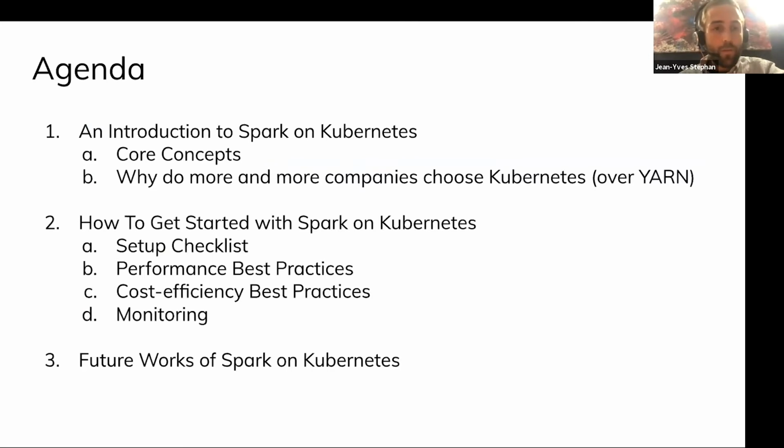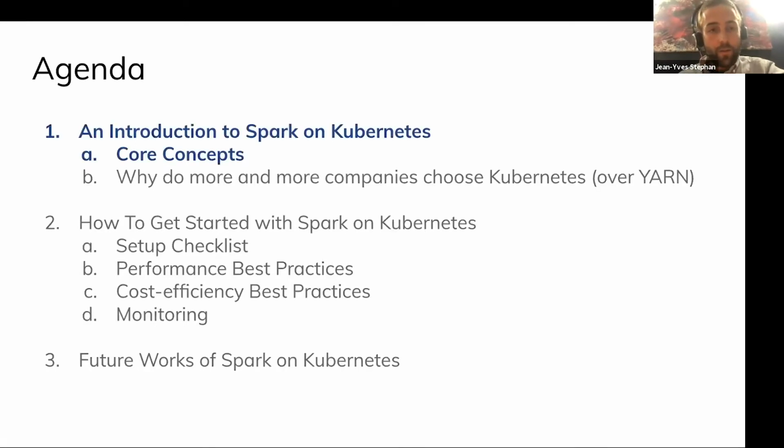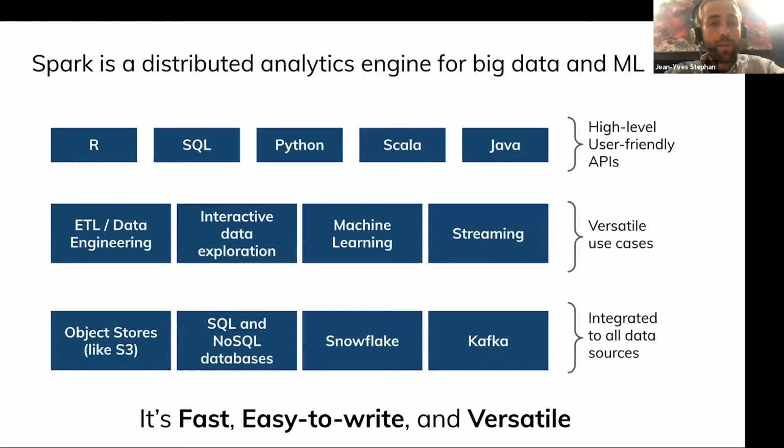So first, we'll go over the core concepts of Spark on Kubernetes. Then we'll be talking about the reasons why more and more companies choose Kubernetes. And then we'll go through concrete tips to help you get started with Spark on Kubernetes. So a setup checklist, some best practices around performance, cost efficiency, and monitoring. And at the end, we'll be talking about the future work that is happening for Spark on Kubernetes in Spark 3.1 and beyond.